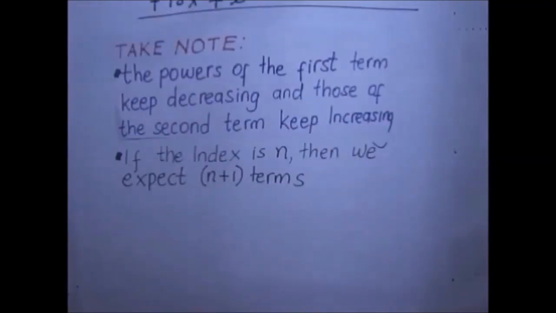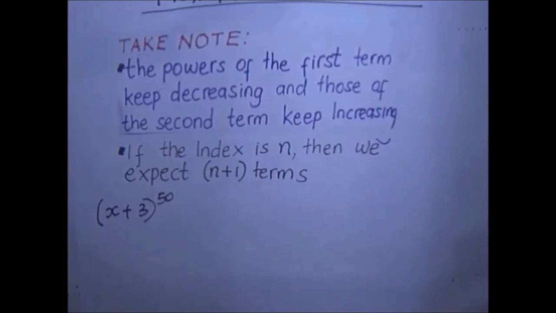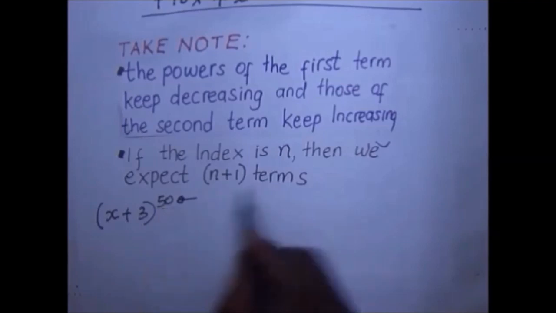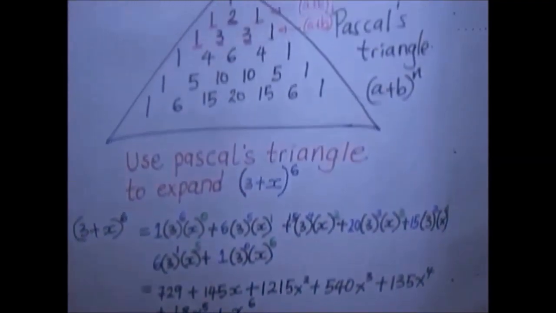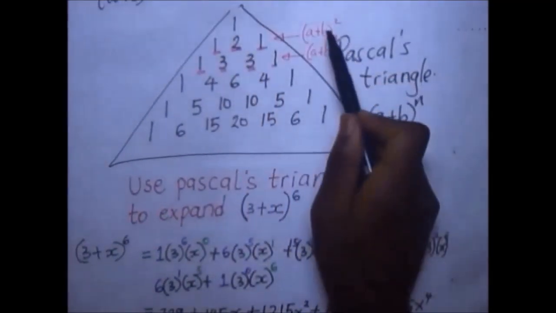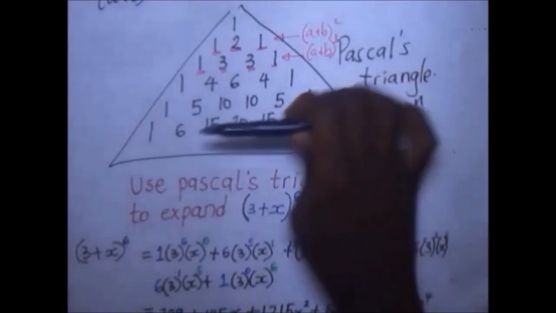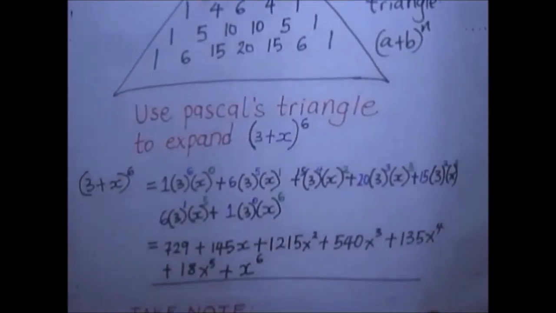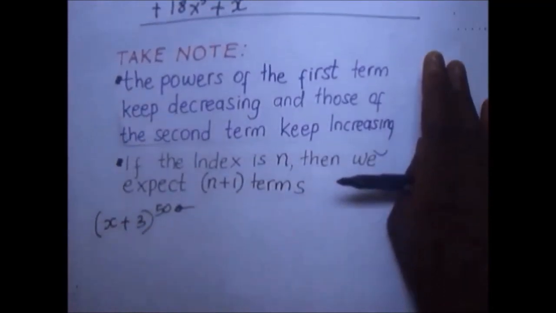But now let's take a case in point. What if we are supposed to expand an expression like this? Here, the value of n is too large. It means that for us to get the coefficients, we are supposed to write this Pascal's triangle here: to the power 2, to the power 3, to the power 4, to the power 5, to the power 6. We are supposed to continue with this triangle, that pyramid, up to the point where we get coefficients for power 50.